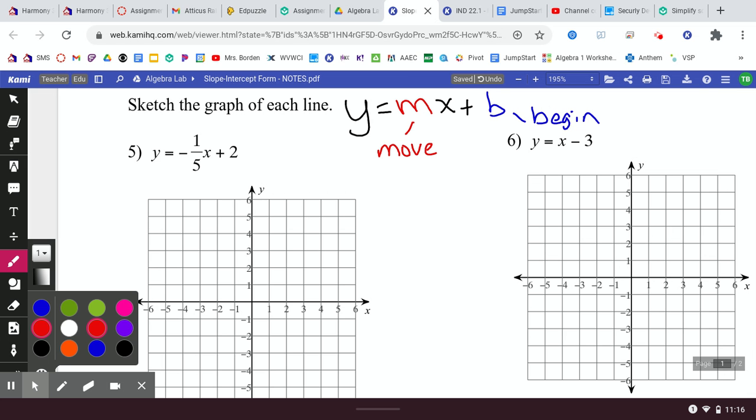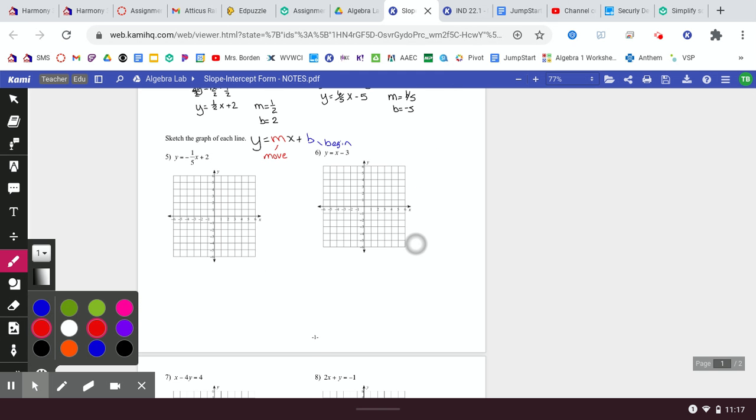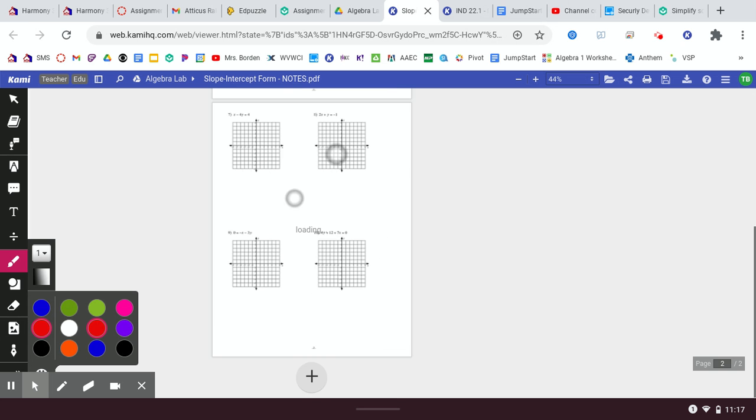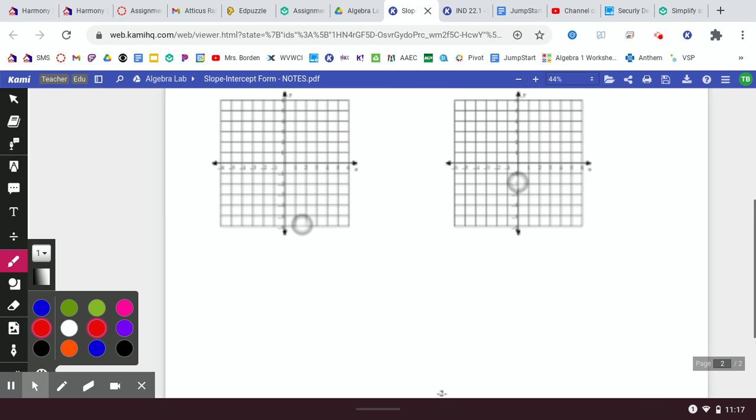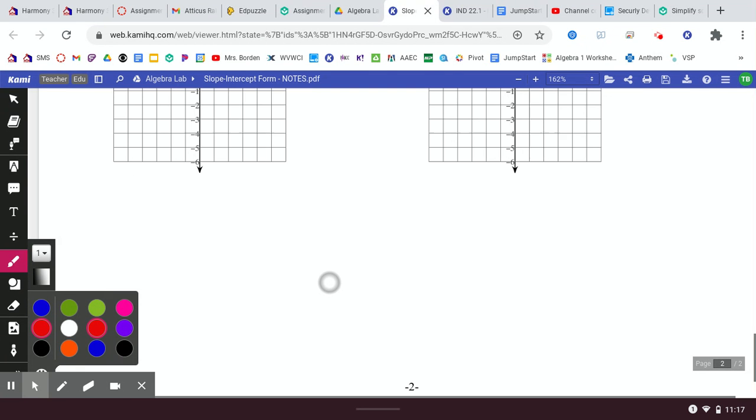Y equals mx plus b. The B is where you begin. The M is how you move. Okay? So the instructions say sketch the graph of each line. If it is already in y equals mx plus b, you can skip that step. So I'm going to write a few steps out here for you, and I want you to put these in your notes somewhere, okay? The steps to graph.